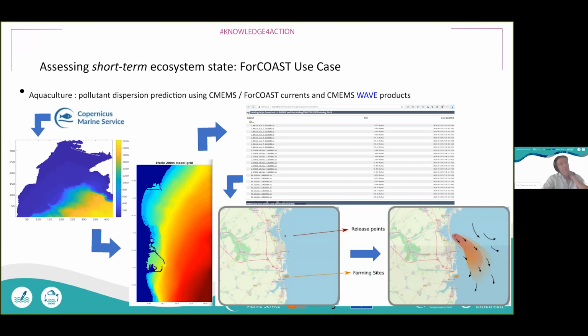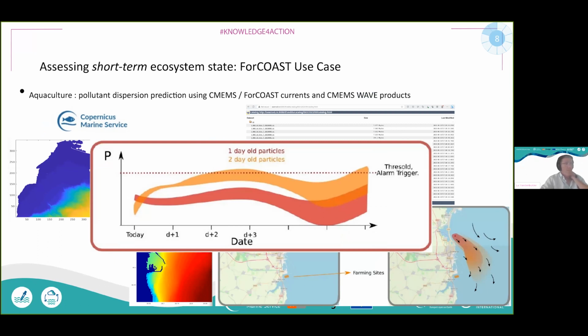And the final product that we can propose to the people doing aquaculture is just a simple alert. So if a certain threshold, if a certain quantity of this potential pollutant release reaches their farm here, then they are going to get an alert. Maybe it will come on their phone, or maybe they connect to the site, or by any means that they desire. And we can also give them more information.